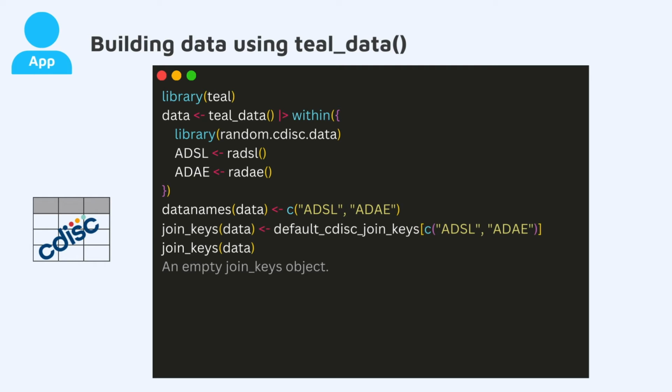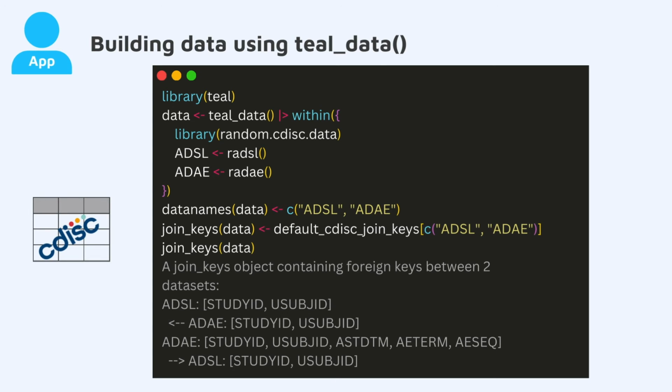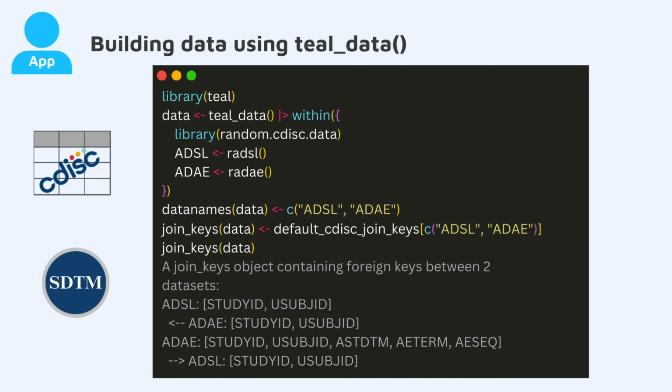We do this by subsetting the default cdisk join keys for the data names that we want. Now the join keys returns the proper keys for both our datasets. And that's all the change we wanted to do to use cdisk datasets in Teal. In case of working with custom SDTM standards, you just need to make sure that you provide the proper join keys according to its standards. This wraps up the creation of data using the Teal data function.